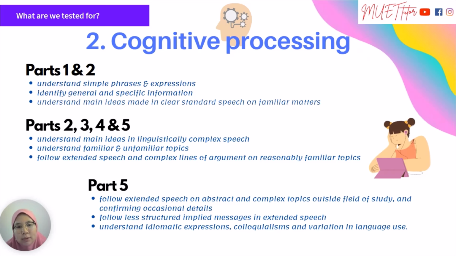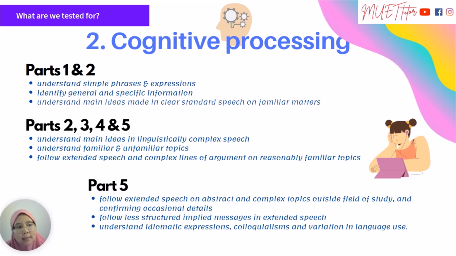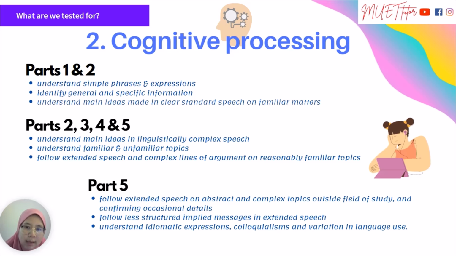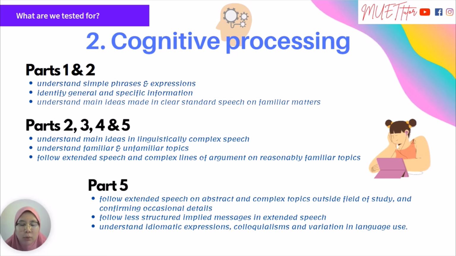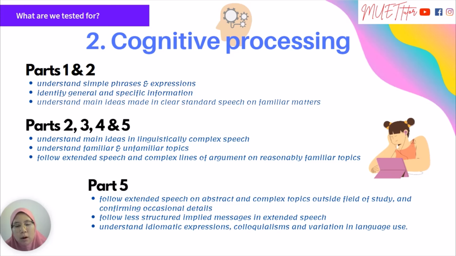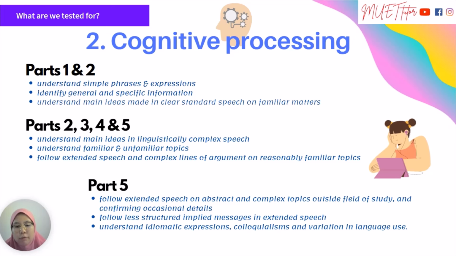And when translated into this MUET listening test, different thinking skills will be tested in different parts of the test. Your task can start from simple jobs like understanding some phrases or finding specific information in part 1 or 2. And then towards the end of the test, in part 5, you'd be asked to follow a long and complex and maybe unstructured speech just to confirm some statements written on the question.